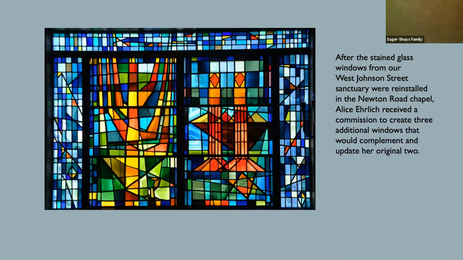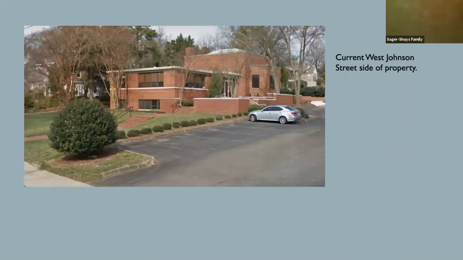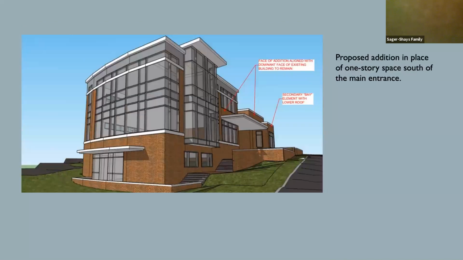This is the way the West Johnson Street building looks now. If plans go forward, the current owners are going to tear down the lower portion to the left of the front door and build a larger addition. This will be office space.